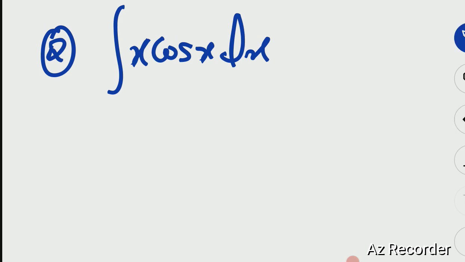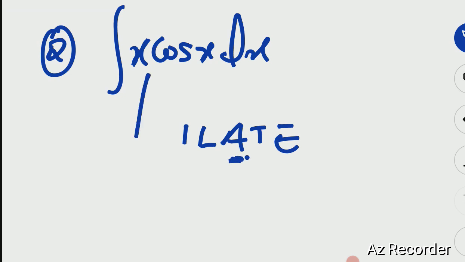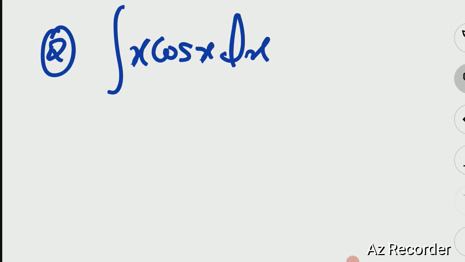Following the ILATE, always write this down. Remember, I stands for inverse trig. We don't have inverse trig there. L stands for logarithmic. We don't have that either. A stands for algebra, which is x here. So we are going to be letting x first. T stands for trigonometric. So we say let x equal u.